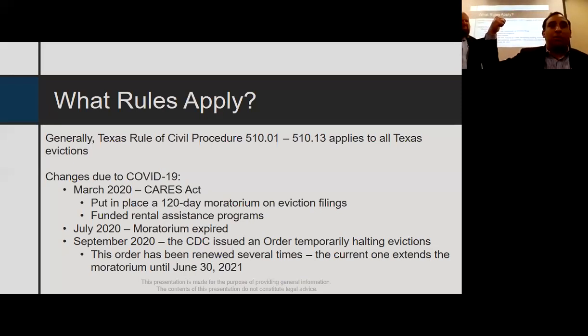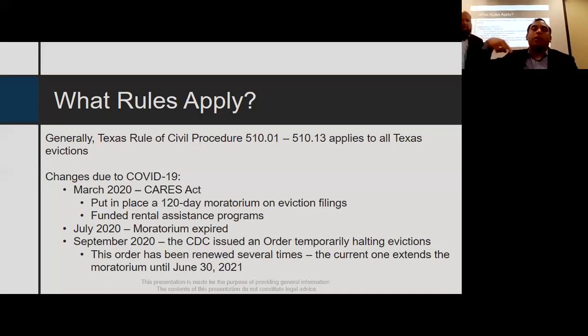Okay, so now our landlords are thinking, could we evict people now? Or are we still in this pandemic? So then the CDC, the Centers for Disease Control, not a body of Congress, they don't write laws, they're not elected by the people, came out with an order. They're not judges either, but in September of 2020, seeing that the 120-day moratorium for evicting people had lapsed, they put in their own moratorium with this September 2020 order.